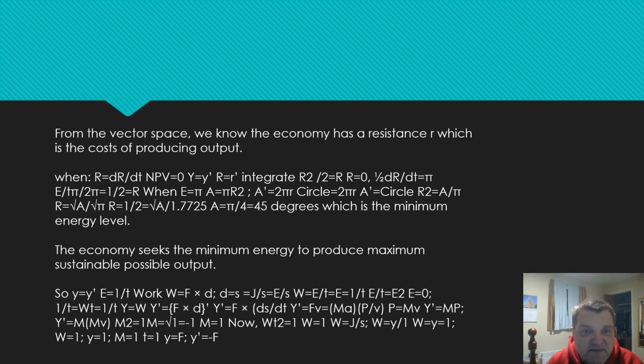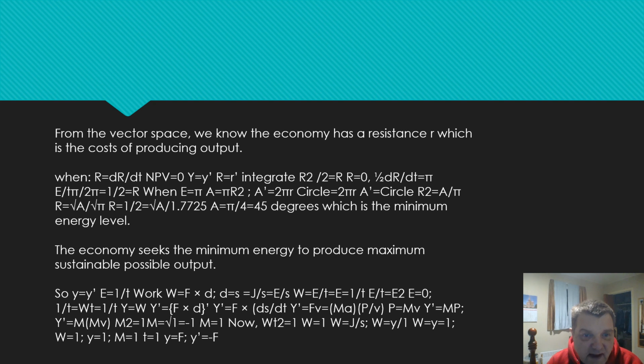From the vector space, we know the economy has a resistance R, which is the cost of producing output, where R is equal to dr by dt. Net present value equals 0, y equals y prime, r equals r prime. Integrate r squared over 2 equals r over r equals 0, 1/2 dr by dt equals pi. E over t pi equals divided by 2 pi equals 1/2 equals r.